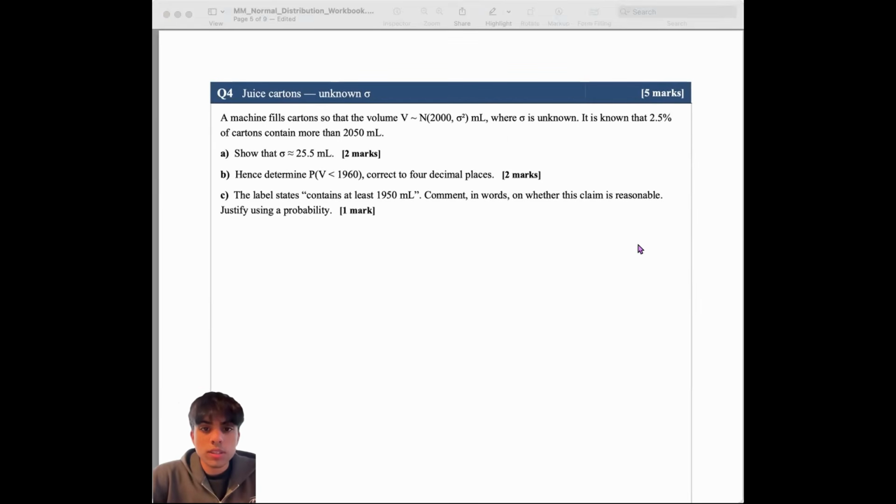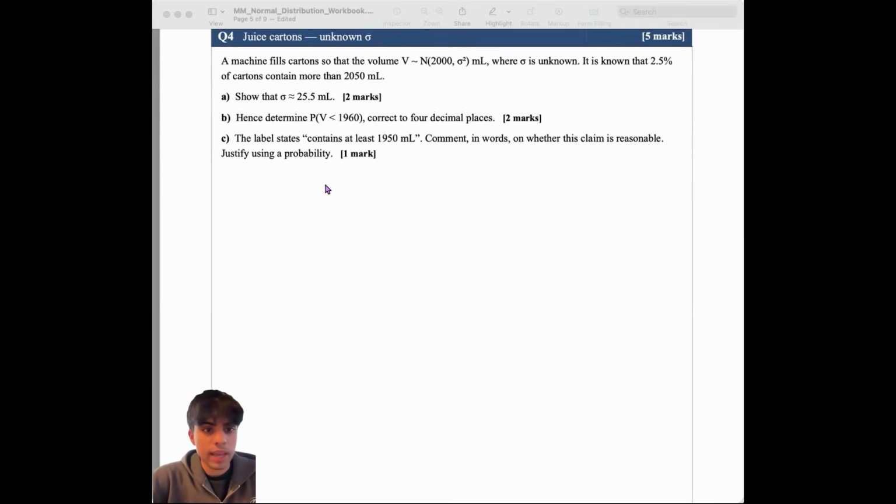That's interesting. So for these type of questions where there's an unknown, this is when that z-score formula that we talked about comes in handy. We have z equals x minus the mean divided by the standard deviation. And here we already know the mean value of 2000. So that's going to be great, easy to sub in. And we also know that 2.5% of juice cartons contain more than 2050 milliliters.